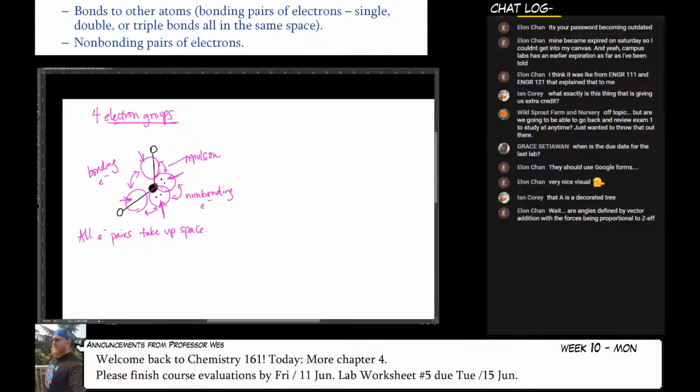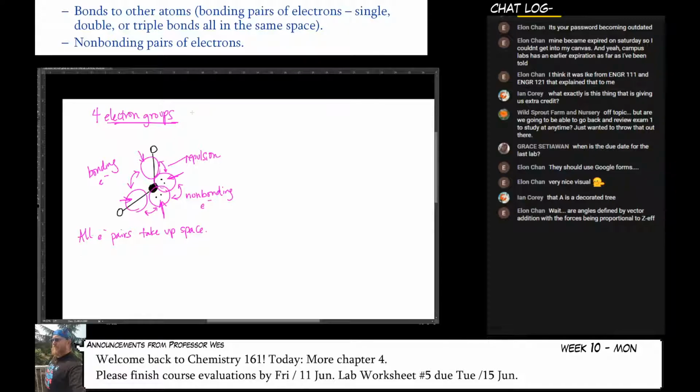So we're going to call these electron groups. An electron group is a space that contains electrons. Notice that I'm using the word space. Our angle is defined by a vector addition with forces being proportional to the effective. We're not going to be that complex. That's going to be polarity, though. We're going to do that later today. Don't worry about bond angles just yet, because it's a lot simpler than it seems. So we're going to call any region of space that has electrons in it an electron group.